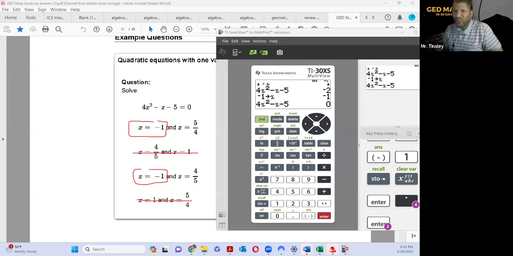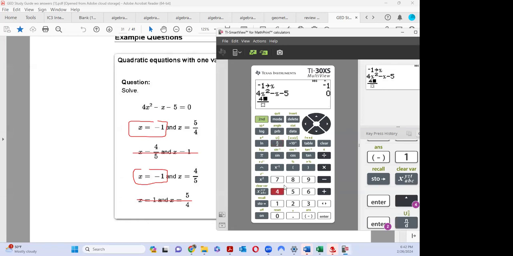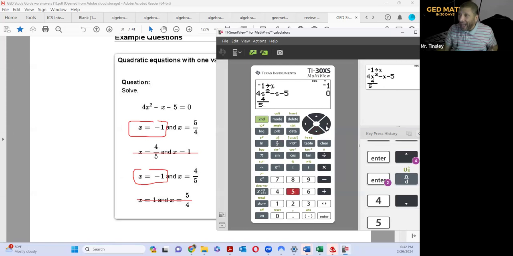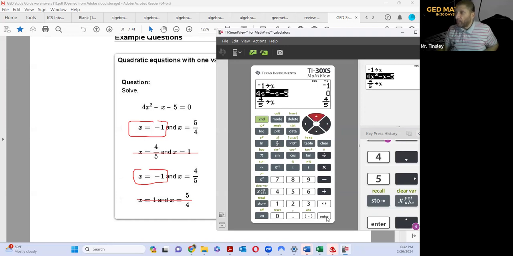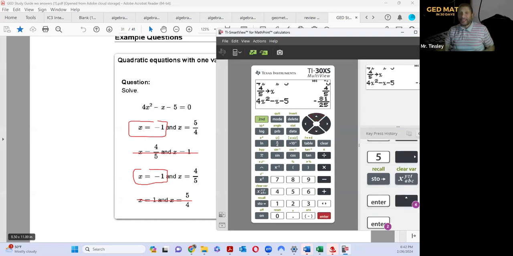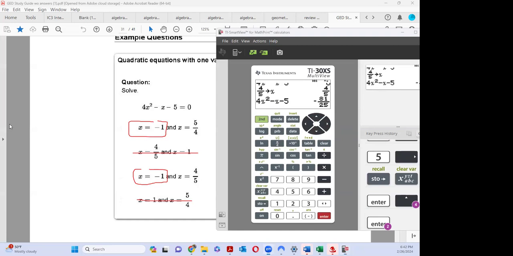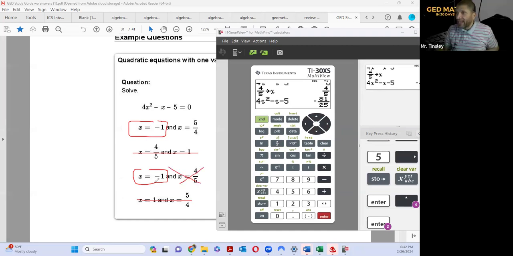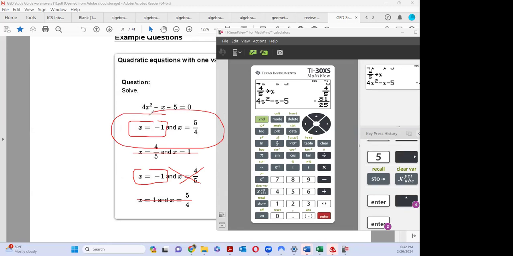Mr. Tinsley, how can you put a fraction in? If you went through my ebook, you should know how to put a fraction in with this calculator. In D, 4/5, get out of the fraction, store X, enter. Go back up to your quadratic expression, press enter 2 times. Did I get 0? No. So now I know it's not that, so this is the correct answer. Less than a minute.